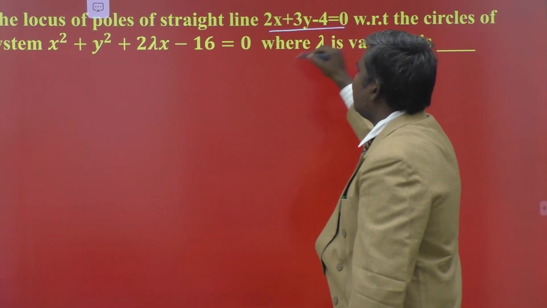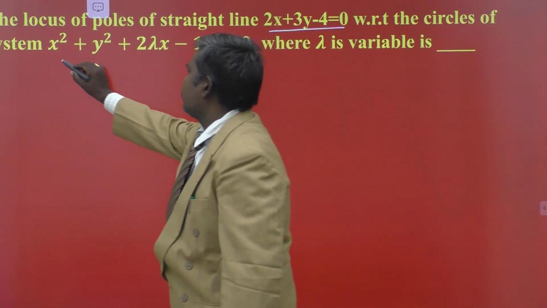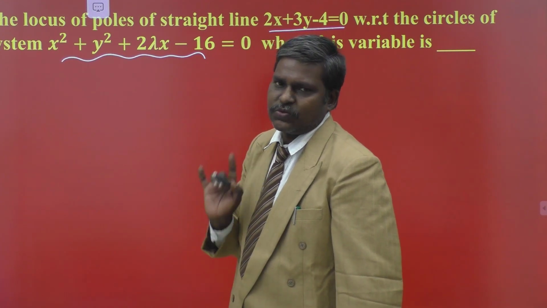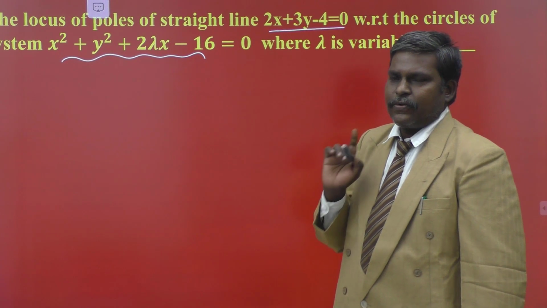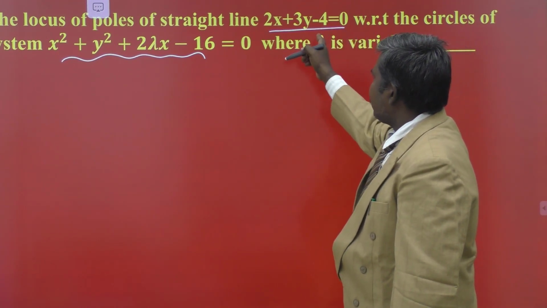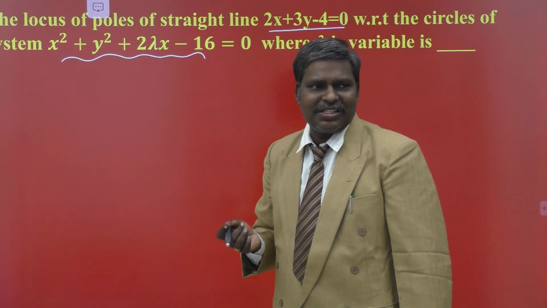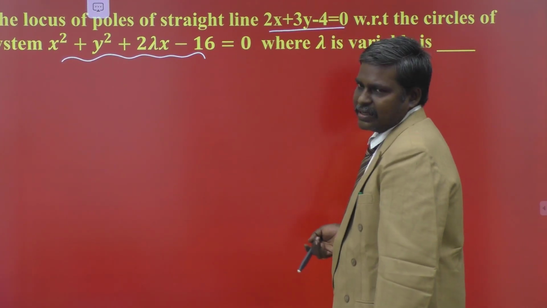The line is unique. Why are we obtaining different poles? Here the circles are varying. For every circle, for every line, there exists one pole. The line is unique, but for every circle with respect to this line, there exists one pole. So you collect all such poles, you get some locus. That is what we are going to find out here.